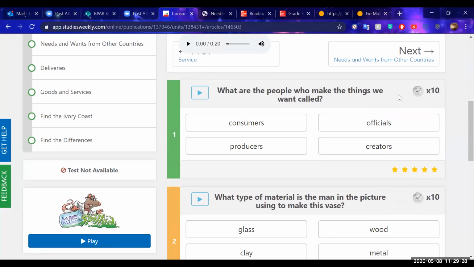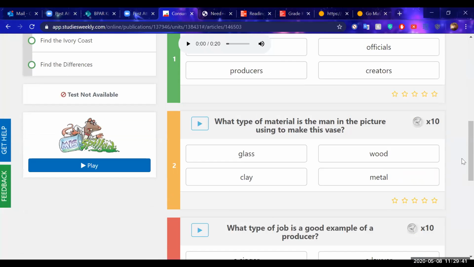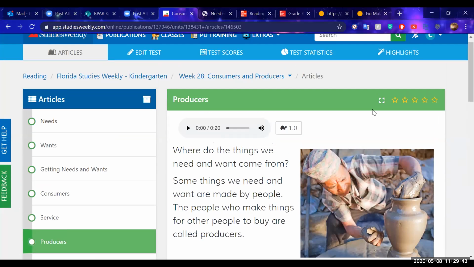What are the people who make the things we want called? Are they called consumers, officials, producers, or creators? They're called producers. That wraps up our discussion on consumers and producers for this week. Now we're ready to move on to English language arts.